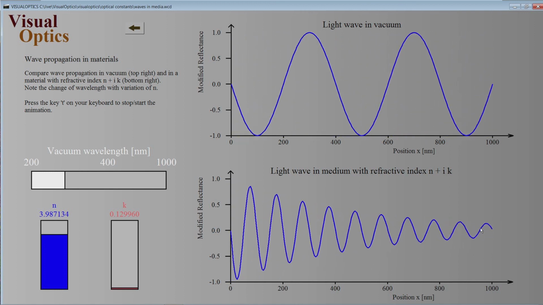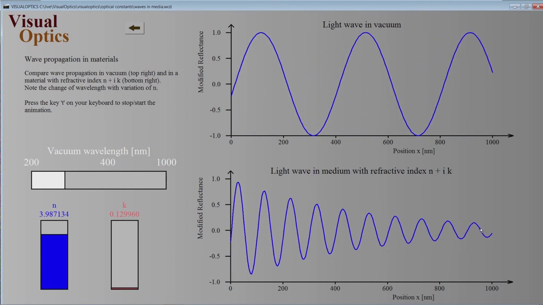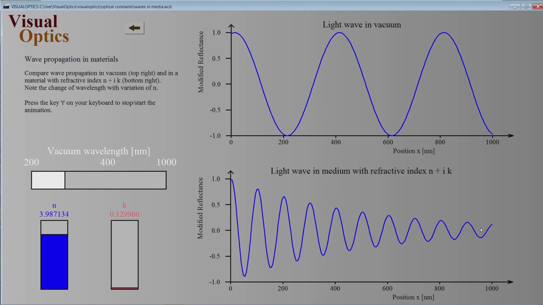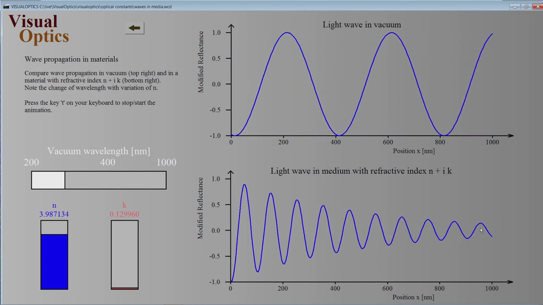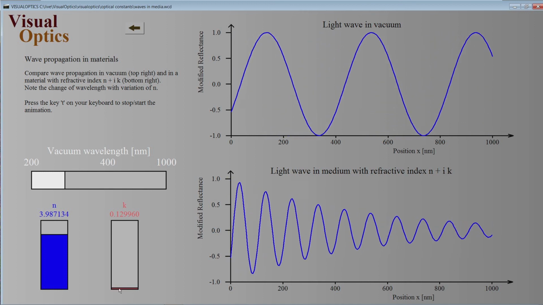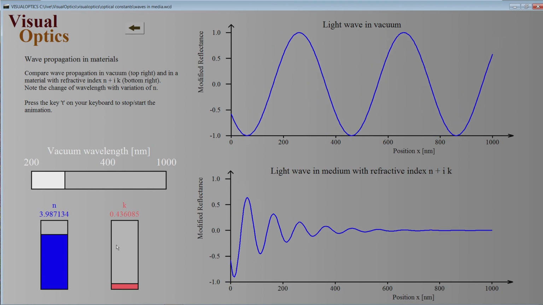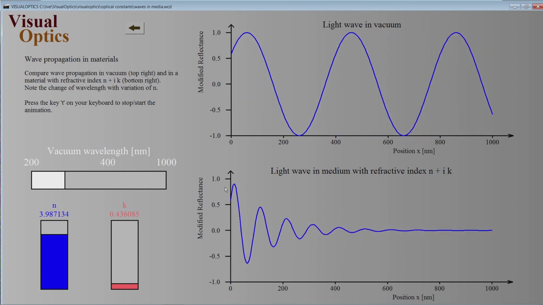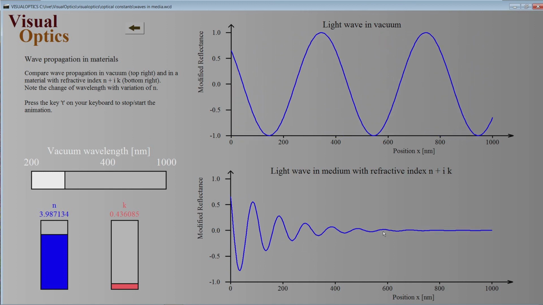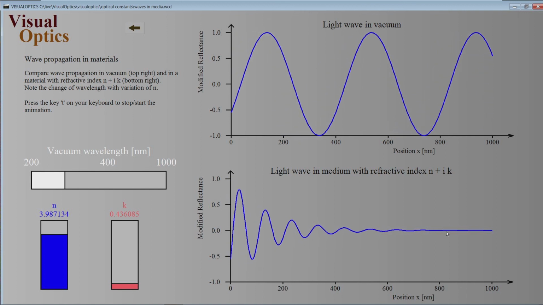Light is absorbed. So something converts the energy of the light wave into something else. Usually in the end it will be heat. And so the wave amplitude gets smaller. And this happens rapidly if k is 0.4, 0.5. Then you have a few oscillations of the wave, and then the amplitude is 0.